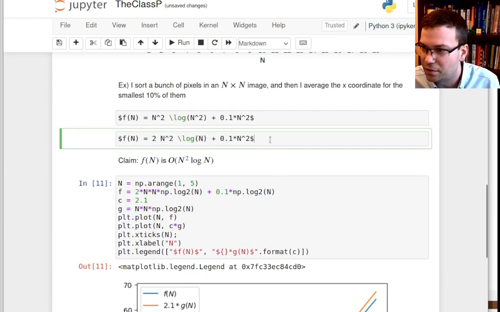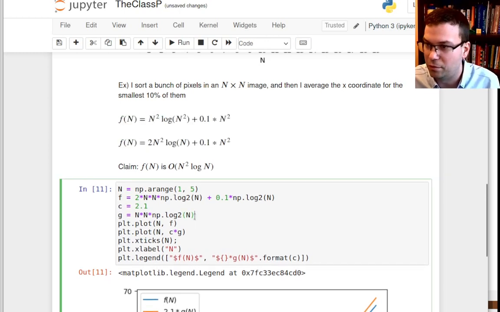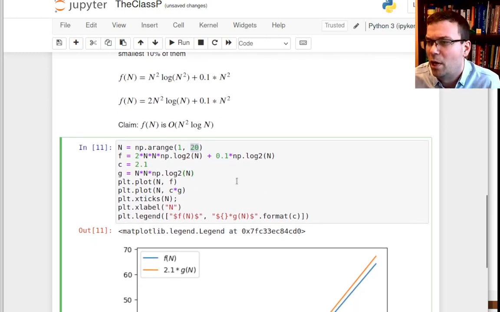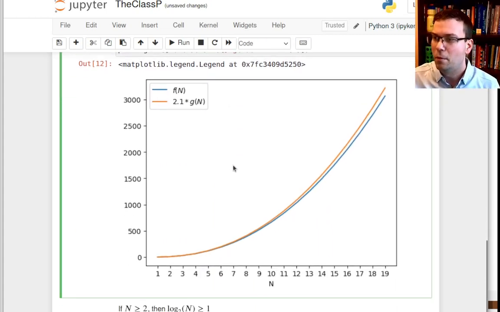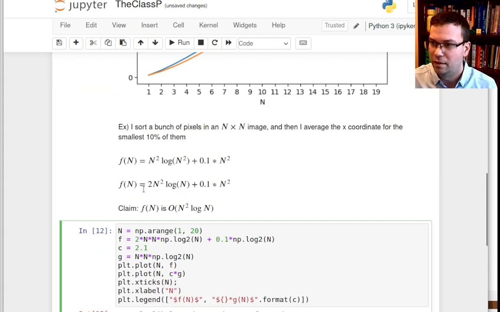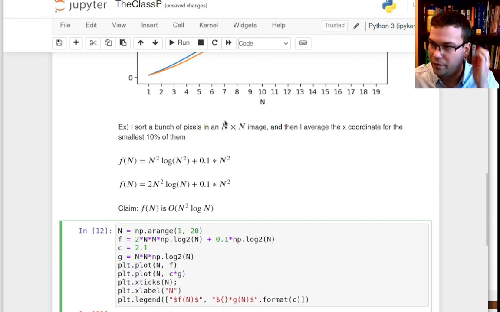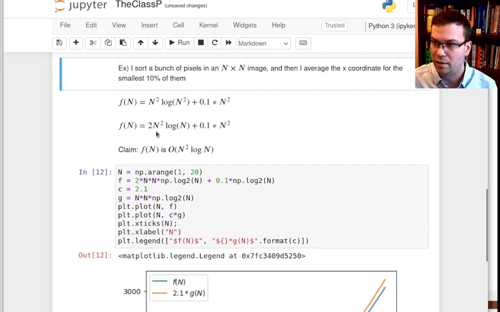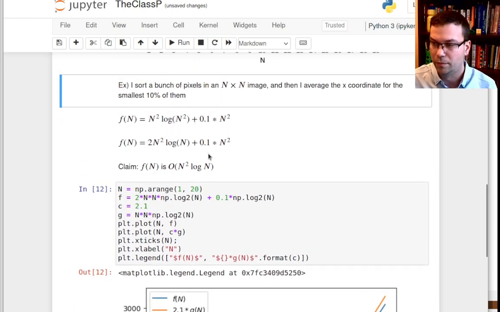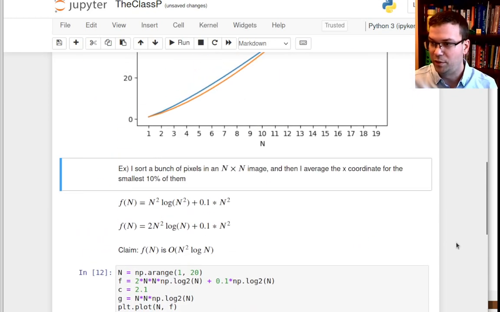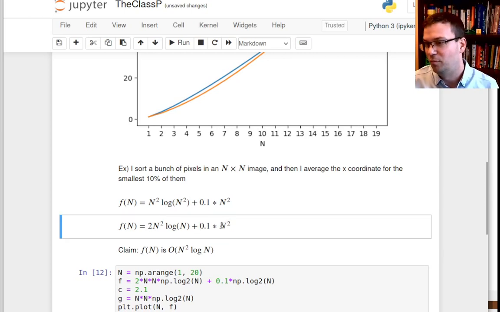All right, that's all I needed to show. So there's a practical example. Why is this practical? Because what I'm saying is, look, the dominant behavior of this algorithm to sort a bunch of pixels and then to average the x-coordinate, the dominant cost is actually the sorting. The sorting is the dominant term, the n squared log n term here. This 0.1 n squared doesn't do much in the limit. It doesn't do much to control the scaling behavior of this. So I can just pretend that that 0.1 n squared is even more expensive than it is and kind of fold it into the higher order term.